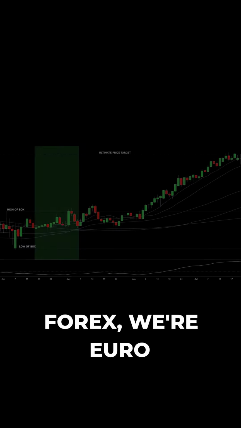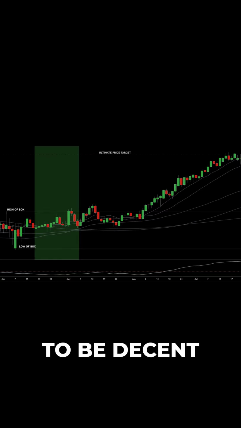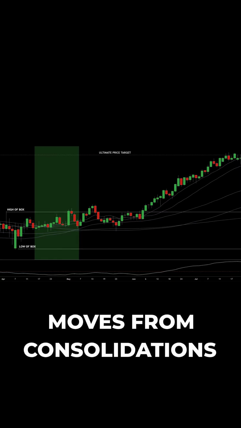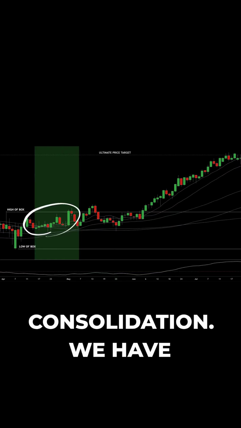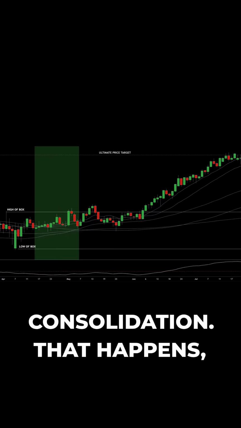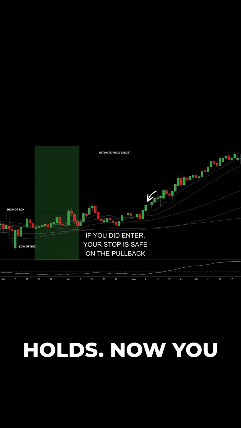Looking at forex, we're going to look at the euro yen. We're going to use all the moving averages for this one. And I do find that currencies tend to be decent trending instruments, and moves from consolidations like this can run a long way. So here we have the consolidation. We have the breakout that eventually pulls back deeply into the consolidation. That happens. But price does it again, breaks out, and it holds.